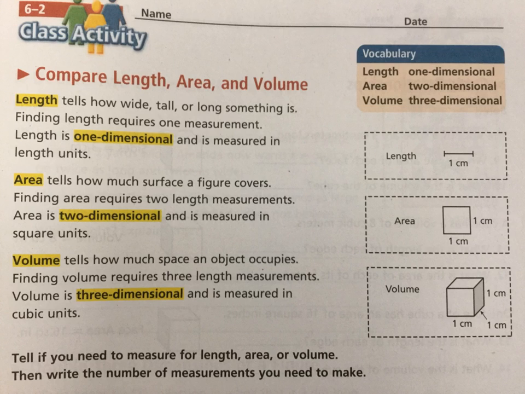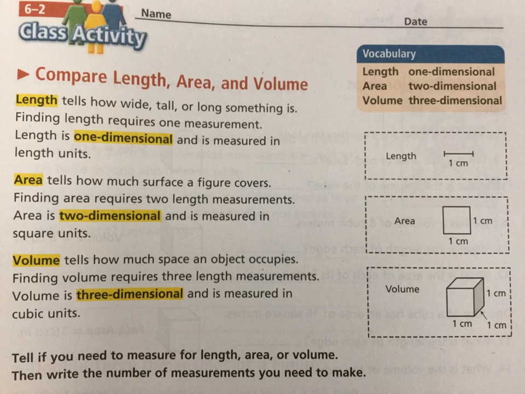Area tells how much surface a figure covers. How much surface, how much area is covered by something. 2-dimensional, because we have length and width. Covers one direction and the other. Okay? Square units is what we measure with.